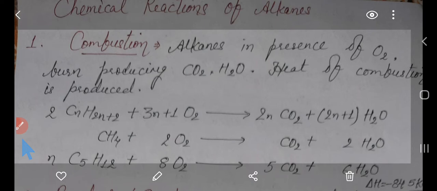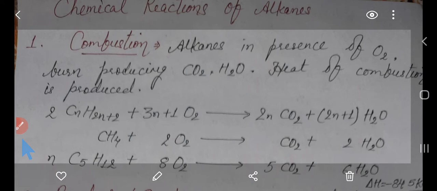In my last video, I discussed the preparatory methods of alkenes, and today in this video, I'm going to discuss the chemical reactions of alkenes. First of all, we will talk about combustion reactions. Combustion actually means burning in presence of oxygen. When alkenes burn in presence of oxygen, they produce CO2 and water. And a large amount of energy is produced in this reaction, which is known as heat of combustion.